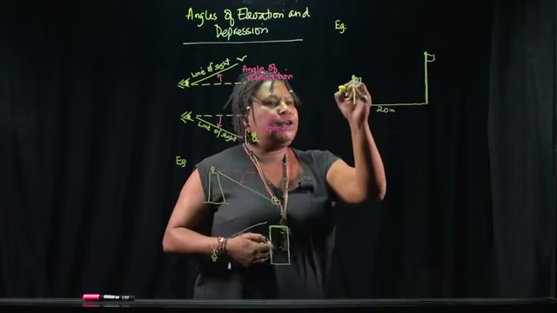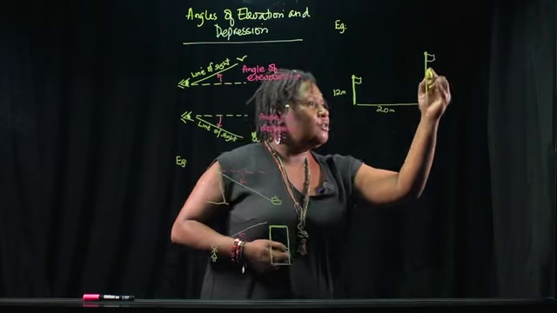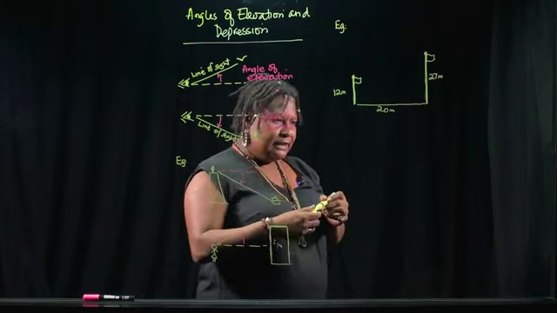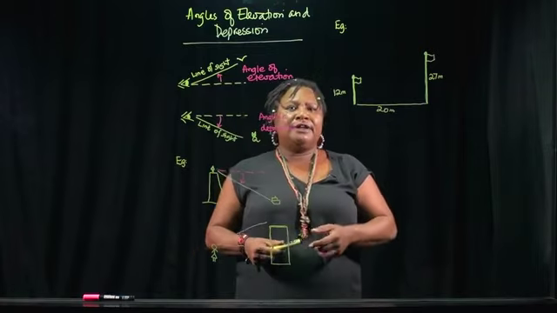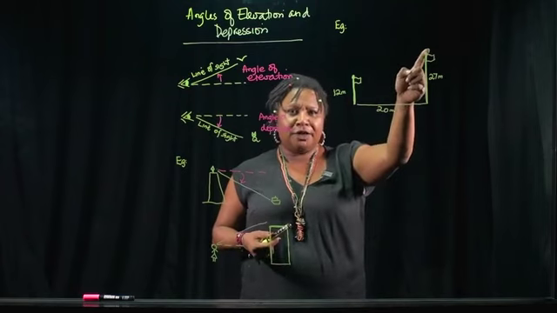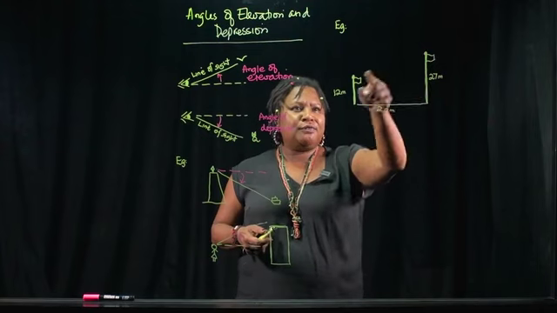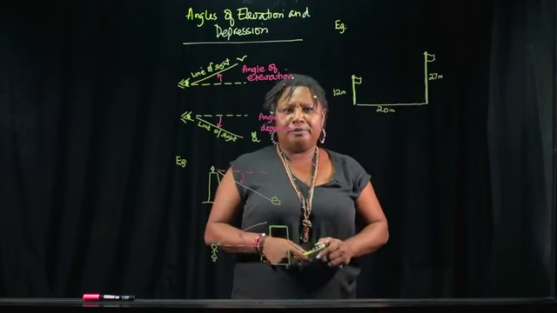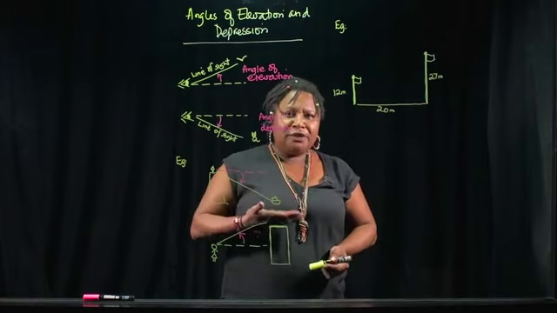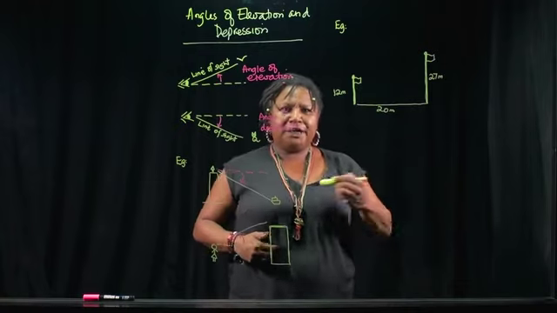So this short flagpole is 12 meters in height, and the taller one is 27 meters in height. Now the question is, what is the angle of depression from the taller flagpole? We need to find that angle. You already know how to do this. We just need to show it in our diagram so that we can work it out.